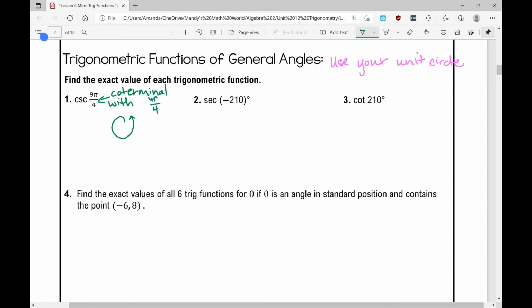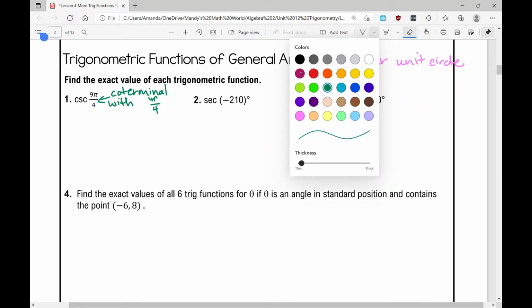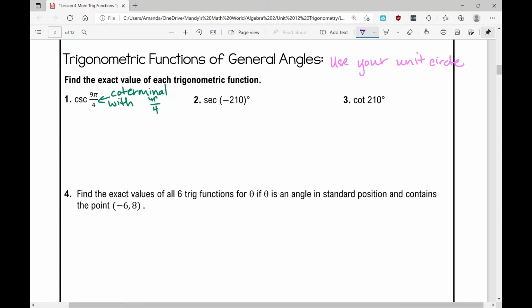So when we're looking at our unit circle, let's look at pi over 4. The coordinates are the square root of 2 over 2, comma, the square root of 2 over 2. Cosecant is going to be 1 over the sine of pi over 4. It's the reciprocal. I flip it, okay? Which means that's the same thing as 1 over the sine of pi over 4.